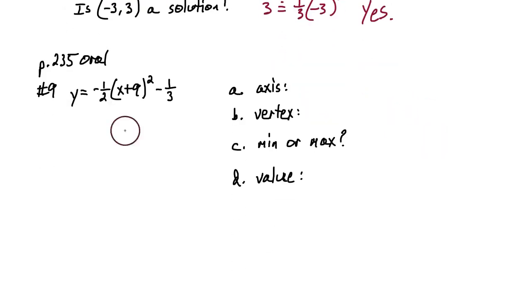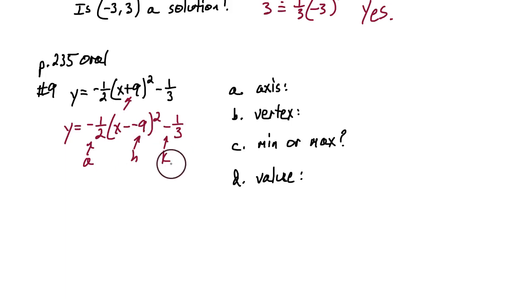Page 235, we have a quadratic equation. This is closer to being in vertex form than it is in standard form. As long as we fix that plus sign, we'll have vertex form. Let's do that first. This is x minus -9. Now we know the value of A, we know the value of H, and we know the value of K.